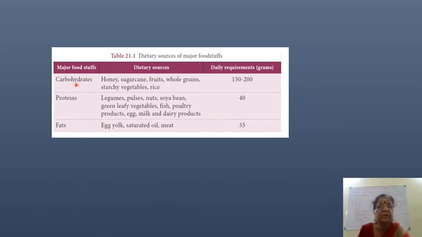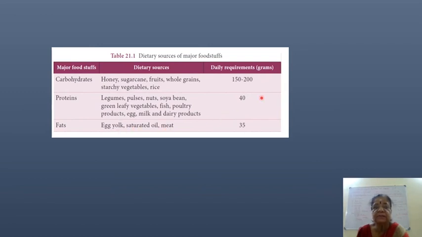Dietary sources for carbohydrate: honey, sugarcane, fruit, whole grain, starchy vegetables and rice. Protein sources: legumes, such as beans, pulses, nuts, soya bean, green leafy vegetables, fish, poultry products like hen's egg, milk, and dairy products like milk, butter, cheese, paneer. And fat is contained in egg yolk, saturated oil and meat.